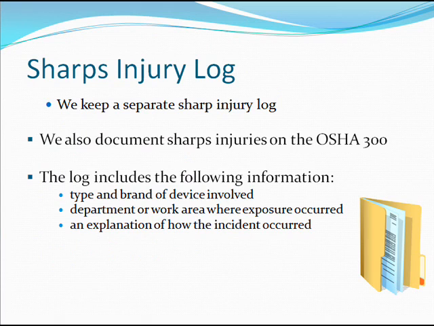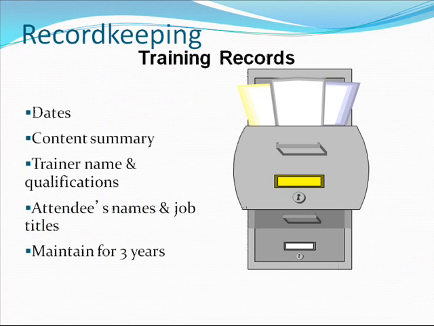Sharps injury log. We keep a separate sharps injury log. We also document sharps injuries on the OSHA 300 log. The log includes the following information: type and brand of the device involved, department or work area where the exposure occurred, and an explanation of how the incident occurred. Training records, including dates, content summary, trainer name and qualifications, and attendees' names and job titles, are maintained for 3 years.